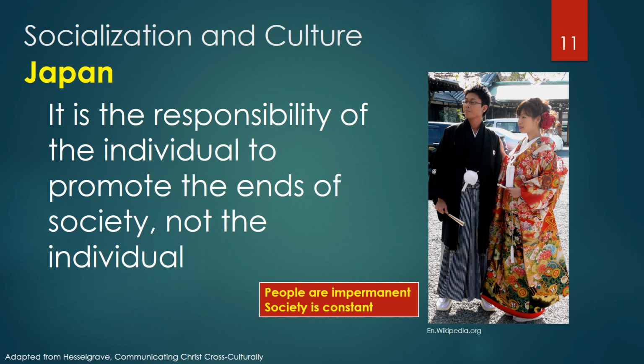In traditional Japanese culture, it's the responsibility of the individual to promote the ends of society, since they view the individual as impermanent while society is constant. Therefore, it's important to invest in and emphasize Japanese society more than the individual. In traditional Japanese culture, there is no one symbol that relates to I as an American would understand it.